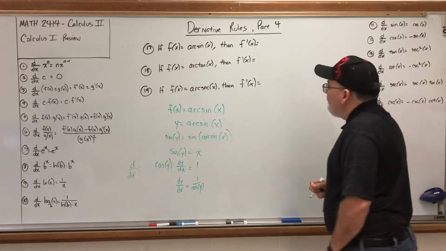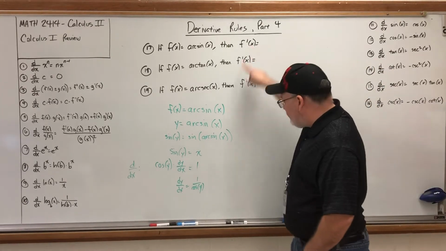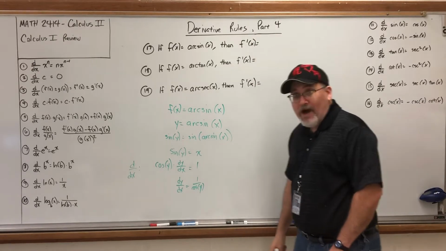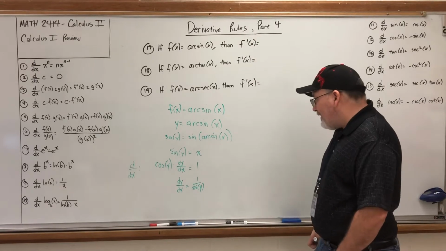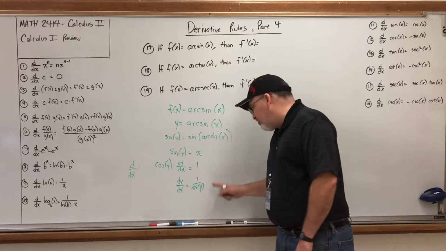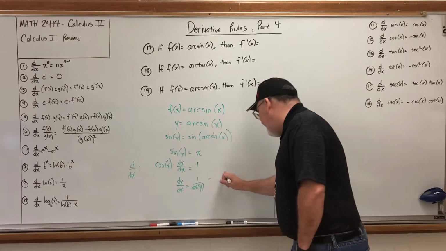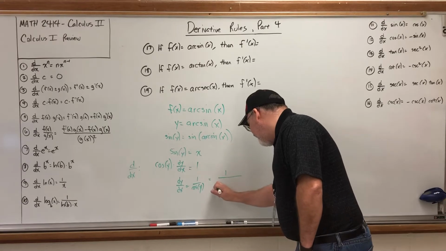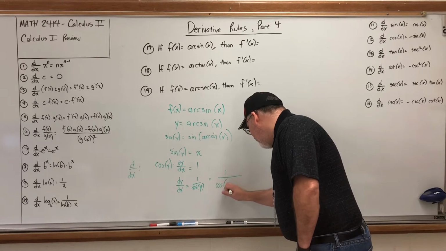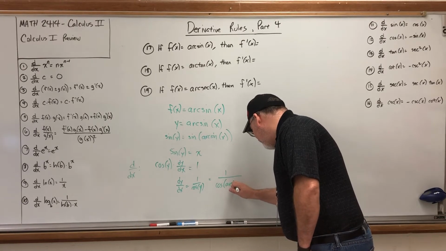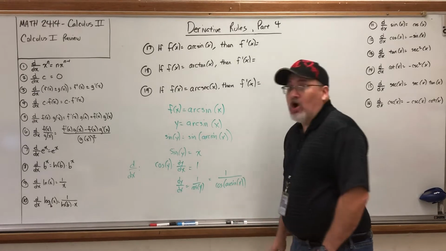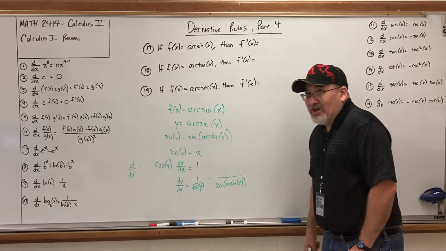My biggest problem is I'm trying to find this derivative as a function of x, and it is currently a function of y. So how can I change this to just x's? Well, what do I know about y? It's equal to arc sine of x. So we could say 1 over cosine of arc sine of x, which is not wrong, but it's just ugly.